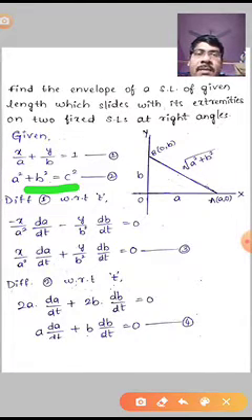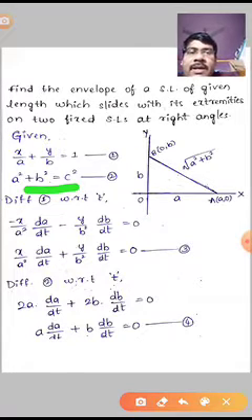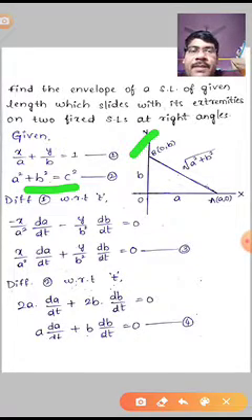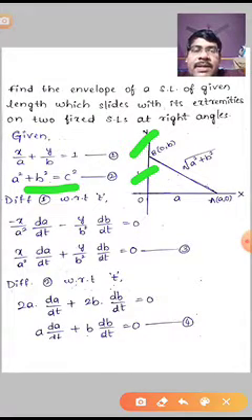Here the two parameter family of curves is x by a plus y by b is equal to 1. Here we are getting the family of curves and a relation. Yeah, in these two equations, you have to eliminate a and b. We are getting the envelope of the given family of curves.